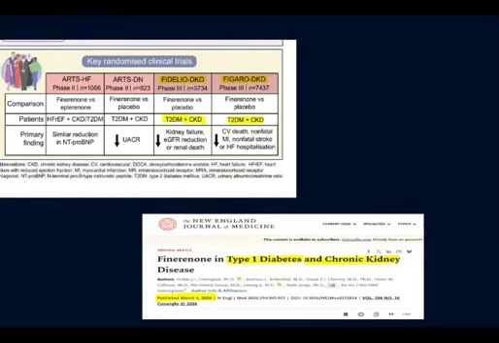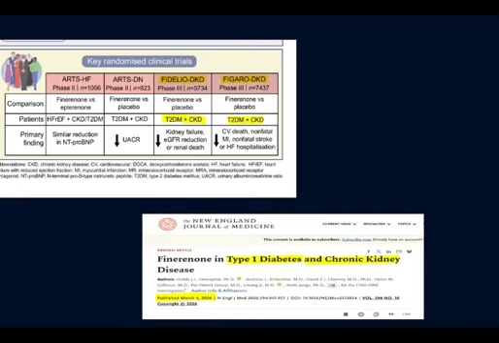Now, the key randomized clinical trials. Coming to the clinical scenario, the most important data is from the FIDELIO-DKD trial and the FIGARO-DKD trial. Here Finerenone was compared with placebo in type 2 diabetes and chronic kidney disease, where it showed a decrease in kidney failure, a decrease in eGFR reduction, and improvements in renal endpoints and death.